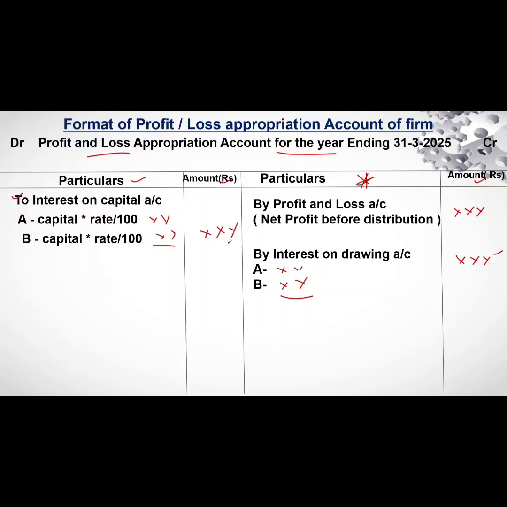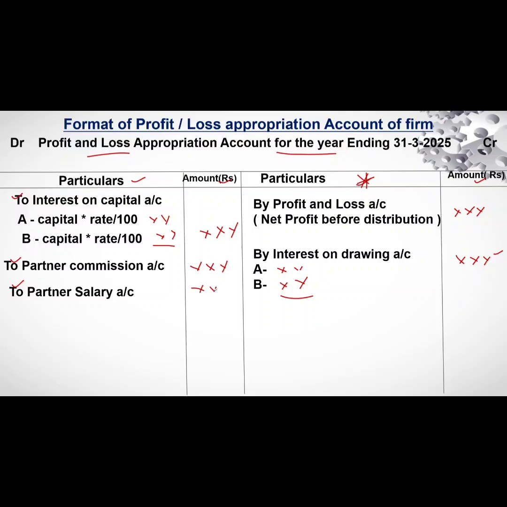Next, if the firm has to pay any commission to the partner, again it is an expense for the firm. Therefore it appears on the debit side of the profit and loss appropriation account as that particular partner's commission account. So the commission will be paid here on the debit side. Similarly, if there is any salary that has to be paid to the partner by the firm, again it's an expense for the firm. So it appears on the debit side as the partner's salary account, whichever partner the salary has to be paid to.